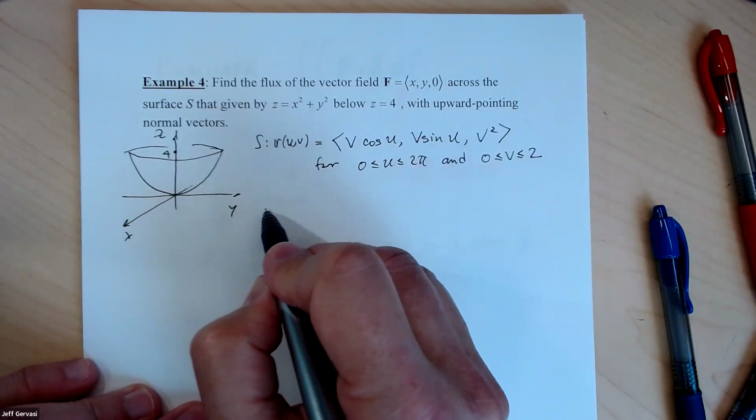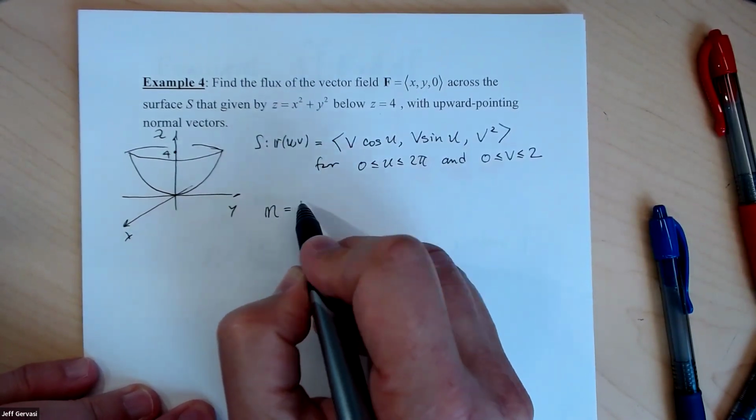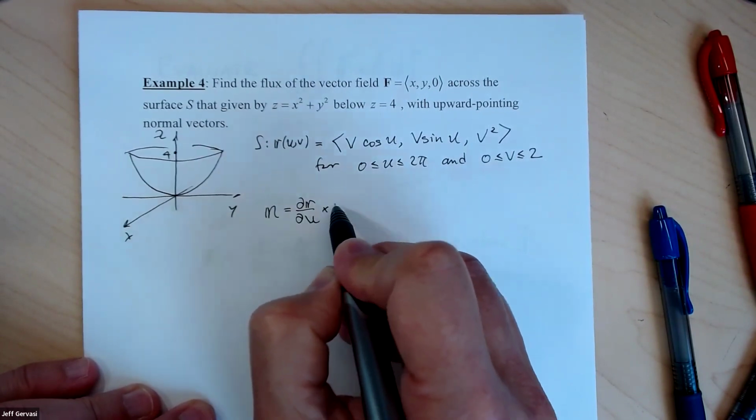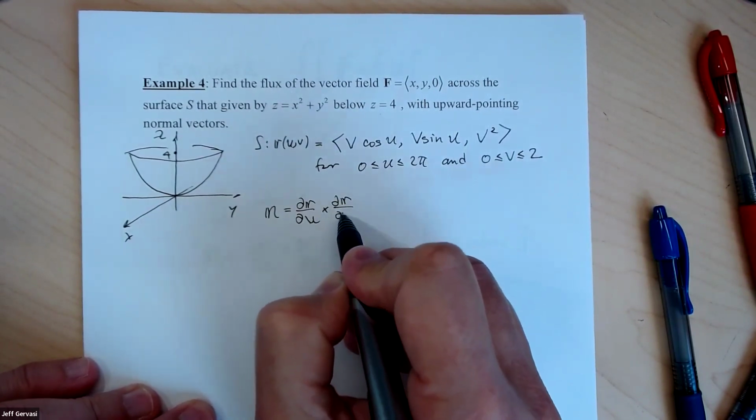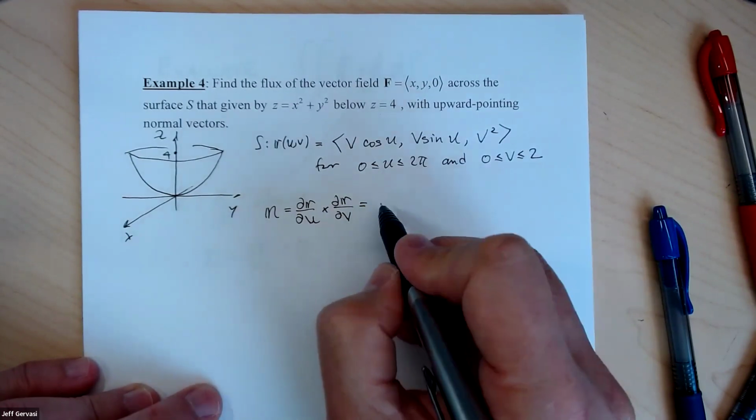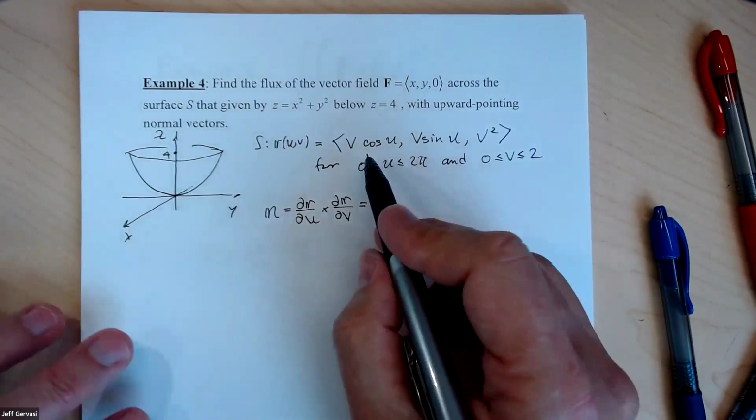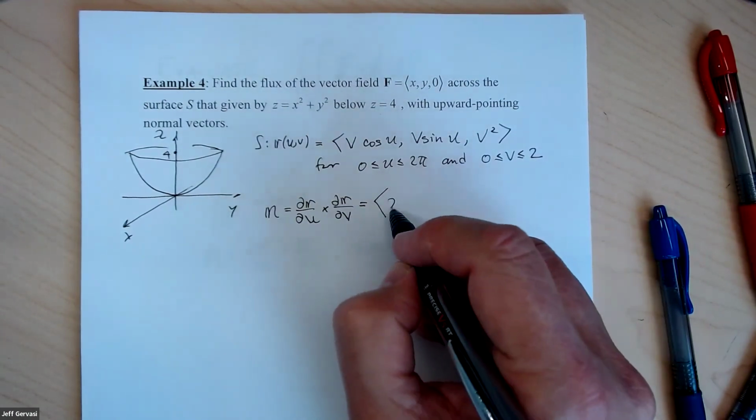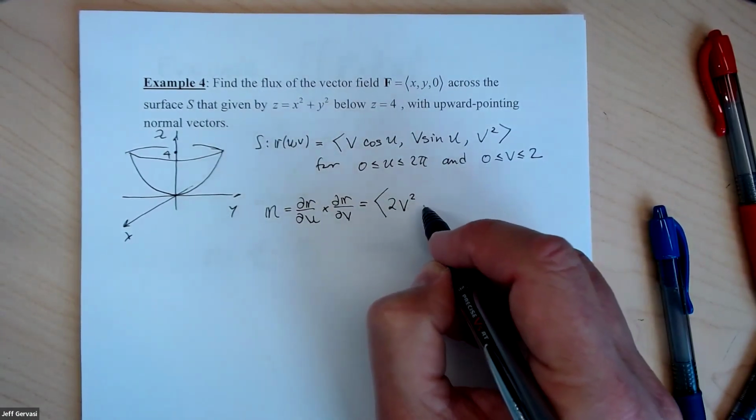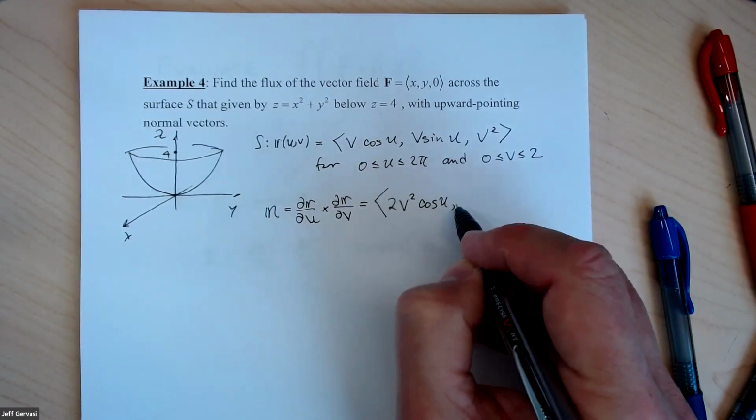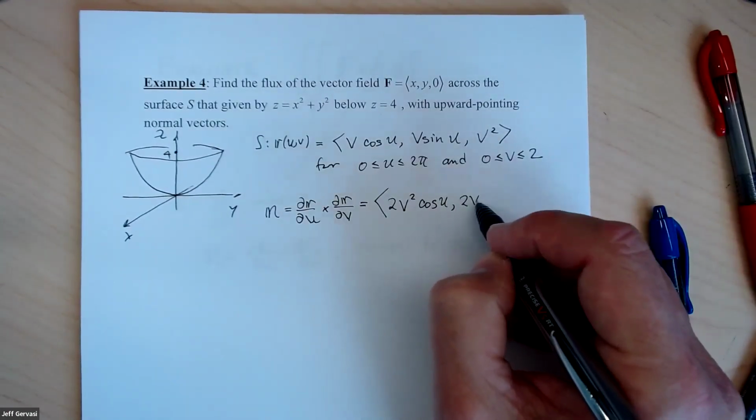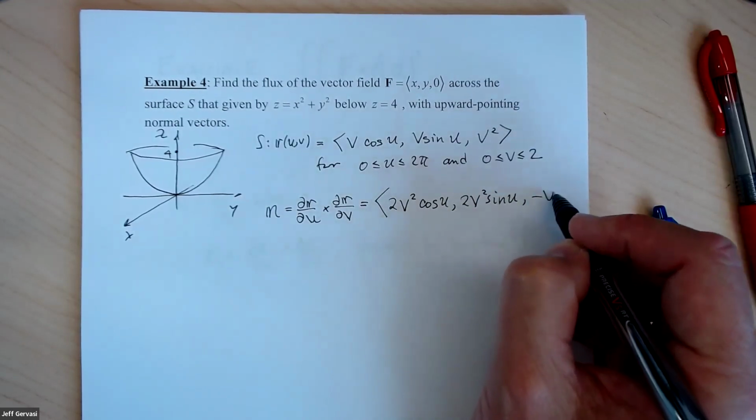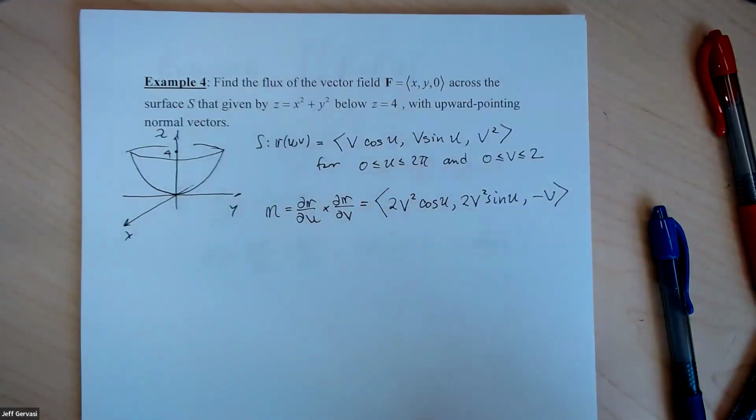Now the normal to the surface, of course, is this. I'll leave it to you to take the cross product of these two partial derivatives and verify that you're going to get 2v squared sine u, 2v squared sine u, and negative v. Again, be careful.